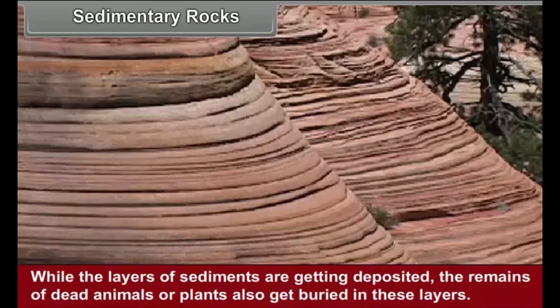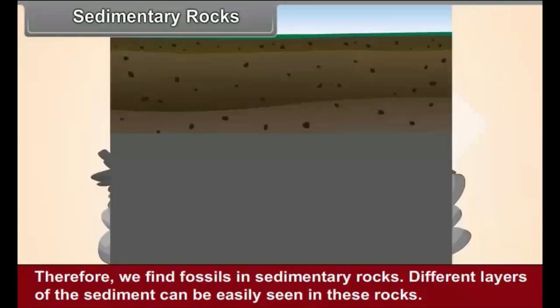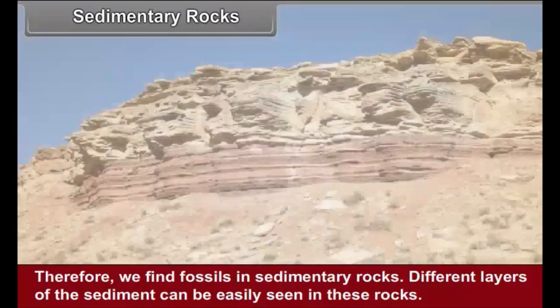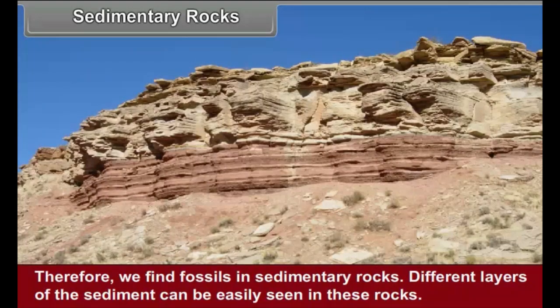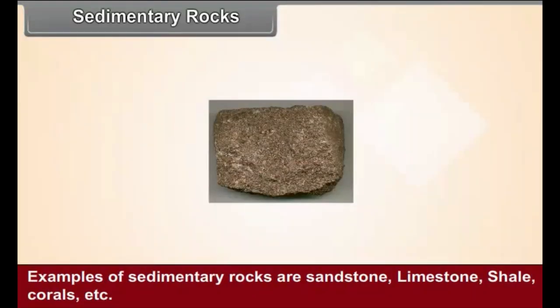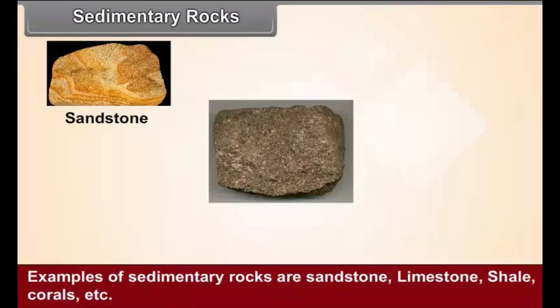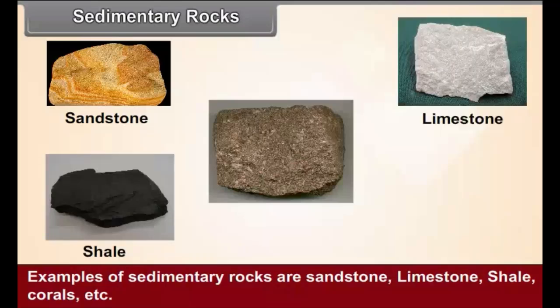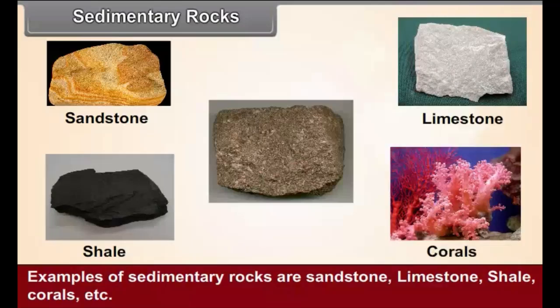While the layers of sediments are getting deposited, the remains of dead animals or plants also get buried in these layers. Therefore, we find fossils in sedimentary rocks. Different layers of the sediment can be easily seen in these rocks. Examples of sedimentary rocks are sandstone, limestone, shale, corals, etc.